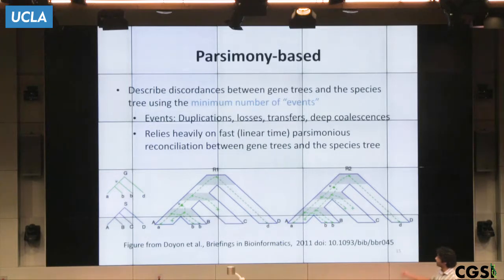Finding the most parsimonious mapping is linear time, I think. Definitely polynomial, it's either linear or quadratic. It's very, very fast. I think it's linear. And of course, this is a reconciliation between both. But if you want to now find the most parsimonious species tree, given a bunch of gene trees, it is not polynomial anymore, but at least computing the score is polynomial. Whereas when we get to the model-based stuff, even computing the score is not polynomial.